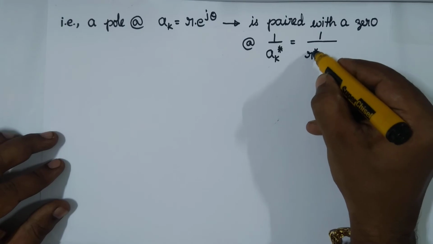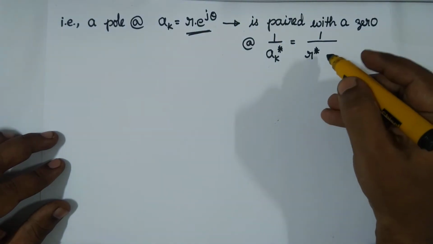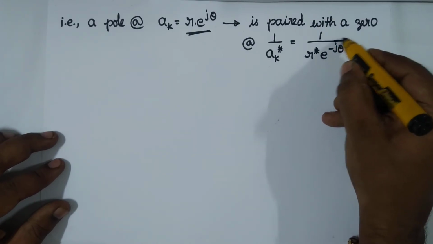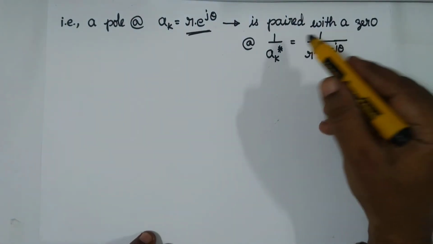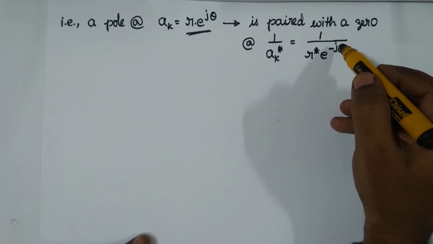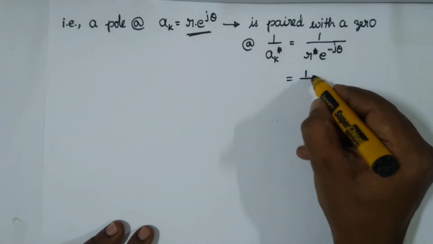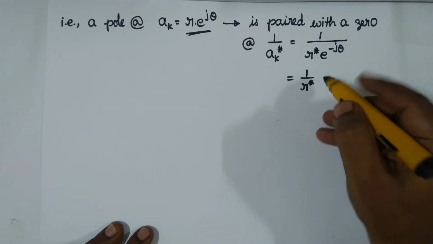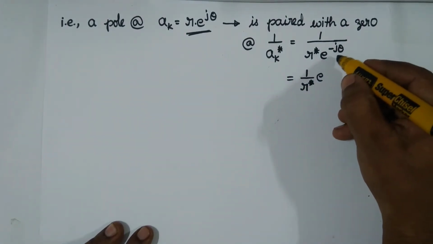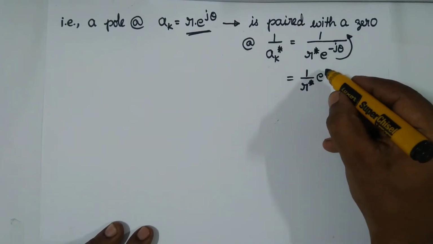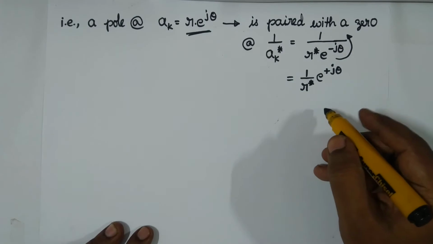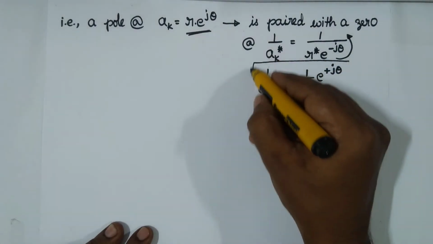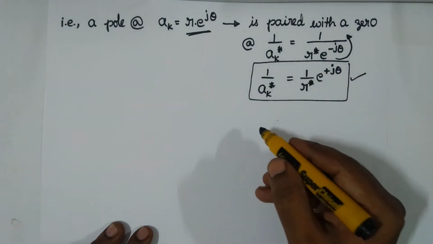This is nothing but 1 over, here we have ak equal to r e power j theta, so we get e power minus j theta. After performing conjugation, e power j theta becomes e power minus j theta. Now the beauty is, the magnitude part is 1 over r conjugation. This would be anyways real. Now you take this quantity to numerator, this becomes e power positive j theta. So 1 over ak conjugation is equal to 1 over r conjugation e power j theta.